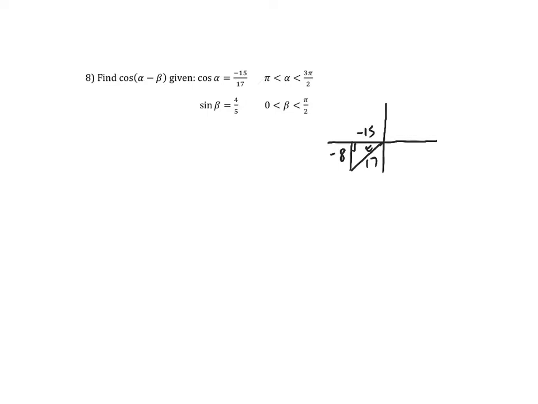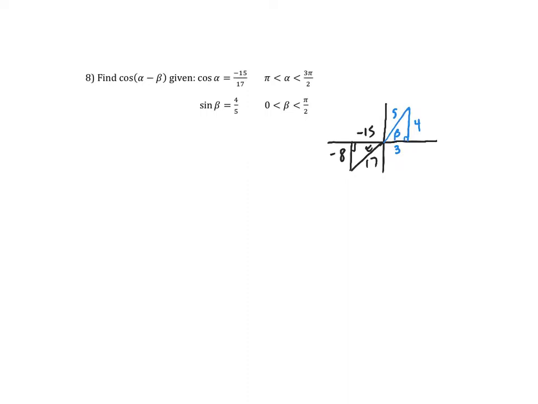I also know that beta is in the first quadrant. Let me just make this a different triangle just so we don't assume it's the same angle, just in a different quadrant. There's beta. And I know that sine of beta is 4 over 5. That must mean this length is 3. Okay, so it's just setting up the triangles. We've done problems like this before.